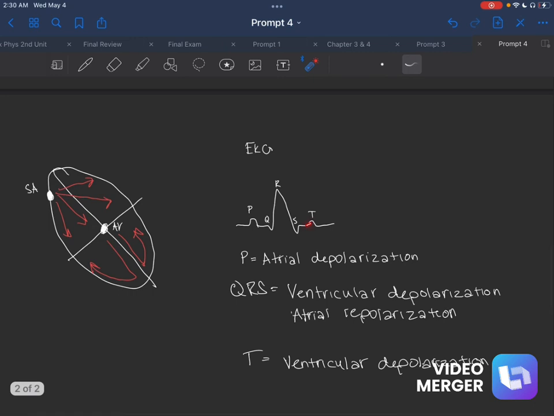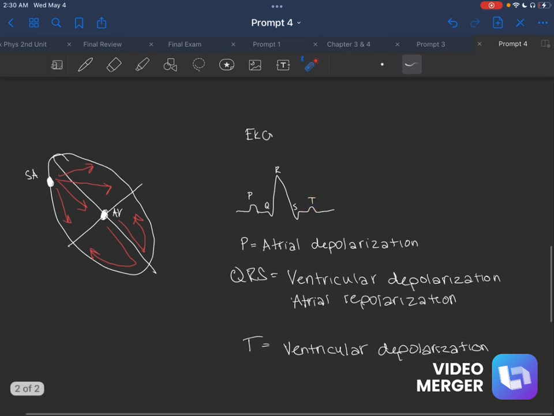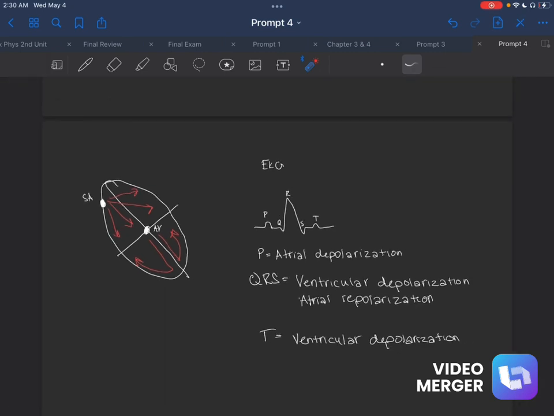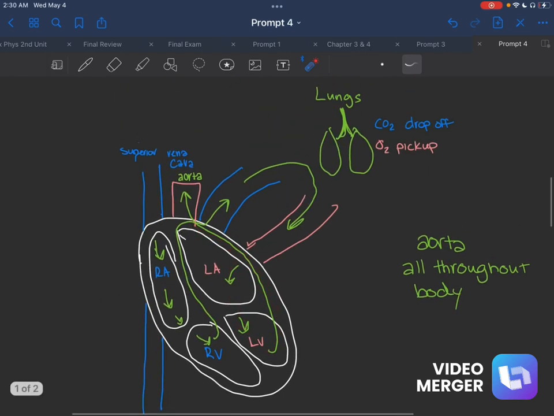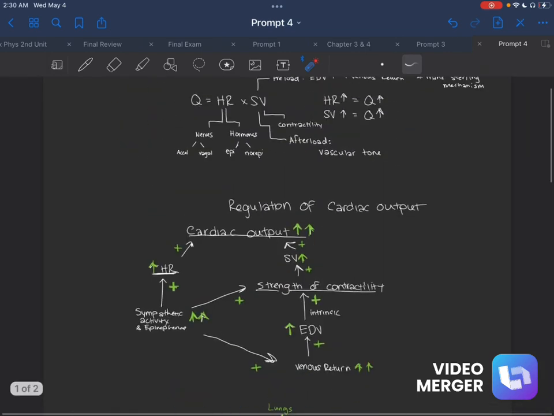And then lastly, you have the T wave. The T wave, again, is going to be ventricular repolarization, which allows these ventricular chambers to rest. And that's basically what the EKG is showing throughout this whole time. And that's why this blood is able to go out throughout this whole way in this certain direction, because of those electrical impulses.